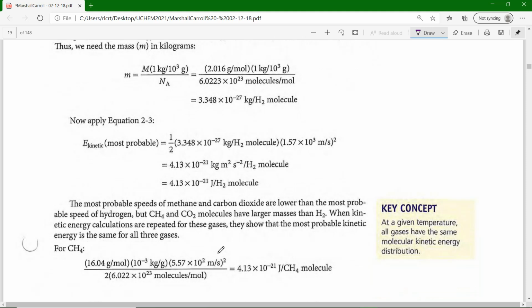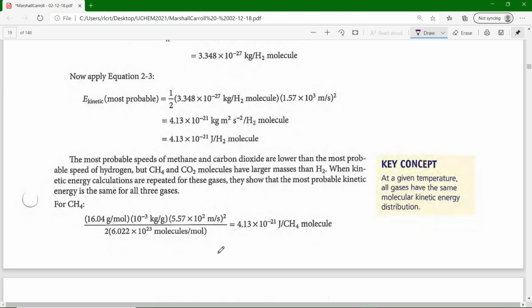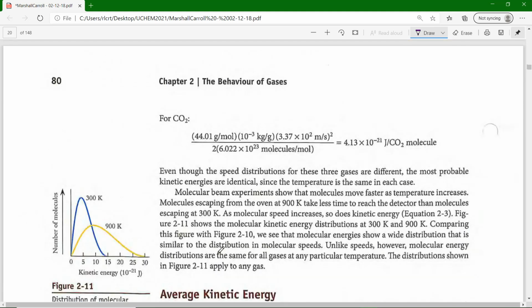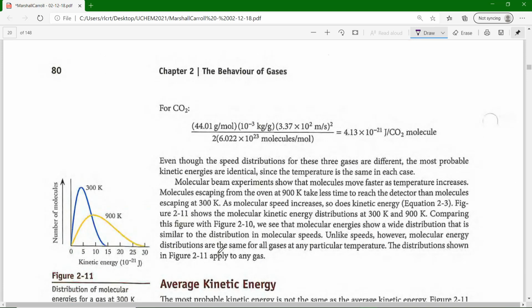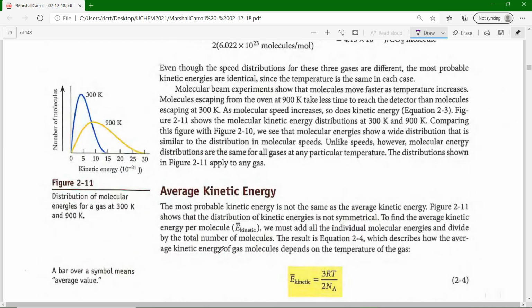Now, if I get the most probable kinetic energy for the other gases, the methane and the CO2, they turn out to be the same, which means that your most probable kinetic energy is proportional to temperature, and that's it. Which is an interesting point. So even though the speed distributions are different, the most probable kinetic energies are identical since the temperature is the same.